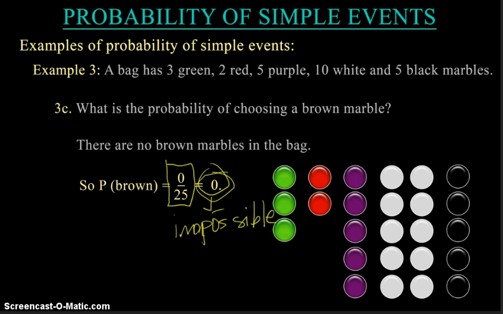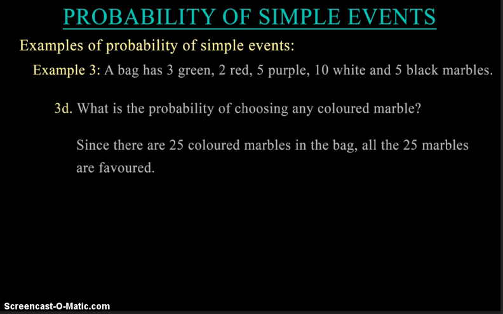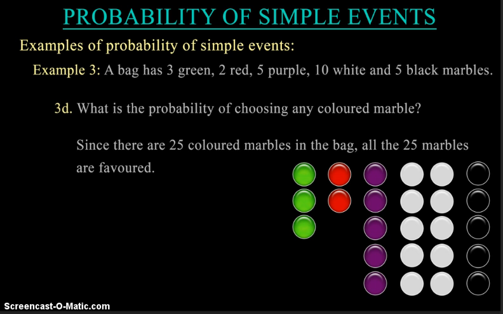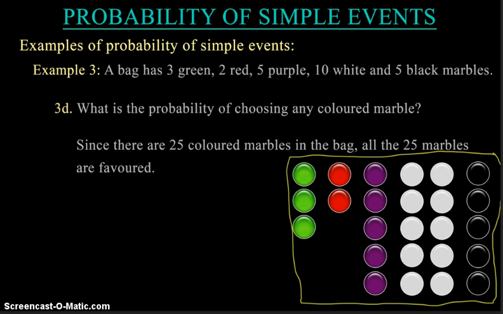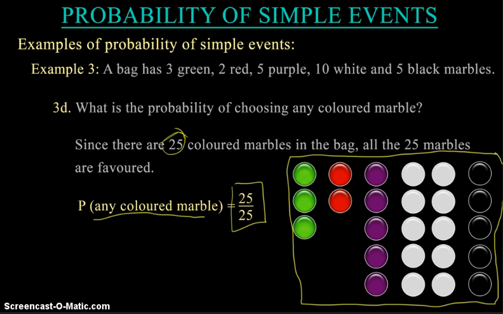Okay, next number 3D. What is the probability of choosing any colored marble? Okay, so since lahat naman ito ay colored, even the white is colored pa rin yan, colored white. So the total number of the colored marble is equal to 25. So the probability of picking any colored marble is 25 by 25, or that is equal to 1.